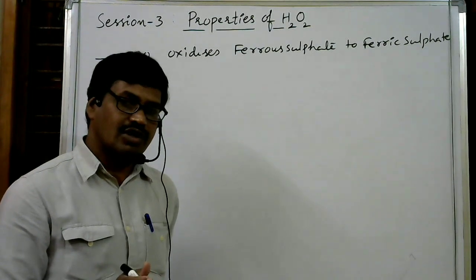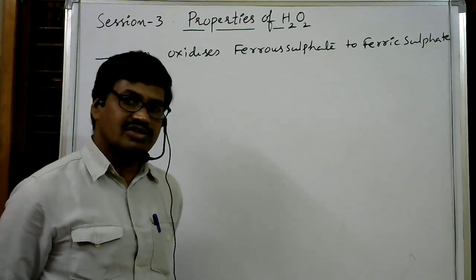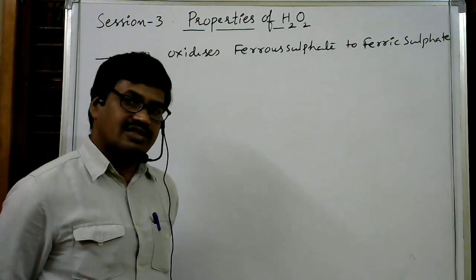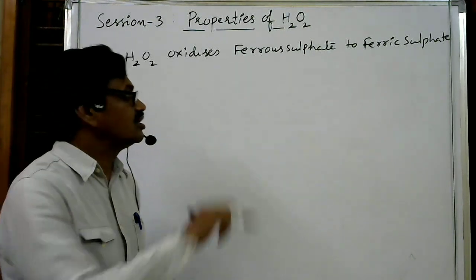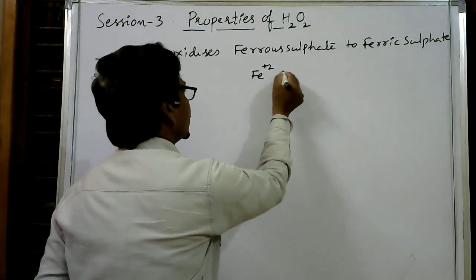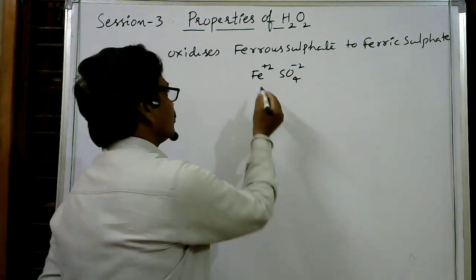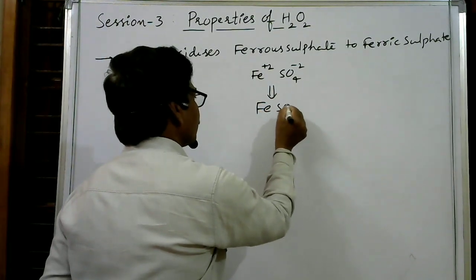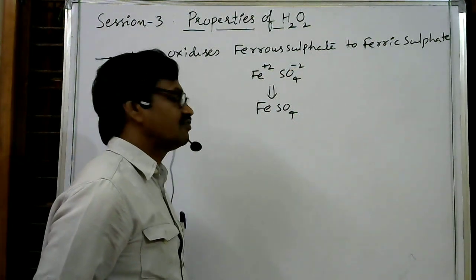Writing the formulas: in ferrous sulfate, the oxidation number of iron is +2 and the sulfate ion charge is -2. Similarly, in ferric sulfate, iron is +3 and the sulfate ion is -2. In both, the sulfate ion is common. See here I am writing Fe +2 and SO4 -2. This is ferrous sulfate. The +2 and -2 cancel, so the formula is FeSO4 only, the simplest ratio.